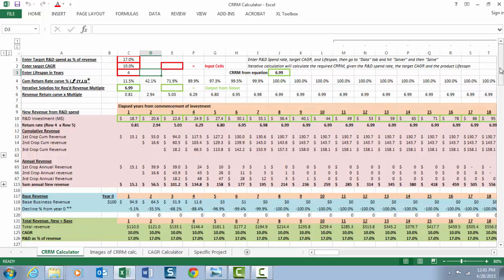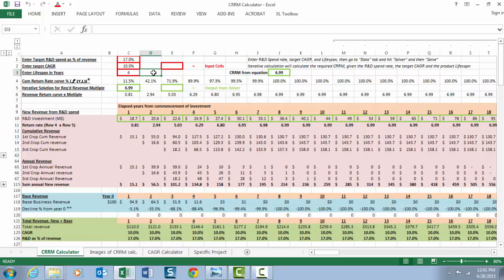This calculates the cumulative required revenue multiple, or CRRM, that is the multiple of the R&D spend that we need to get returned by way of cumulative revenue in order to reach or attain the business goals that we have set, where those business goals are set by declaring how much we're prepared to spend on R&D as a percent of revenue, what our compound annual growth rate target is, and given the lifespan of the product or projects that we use as vehicles to invest in.